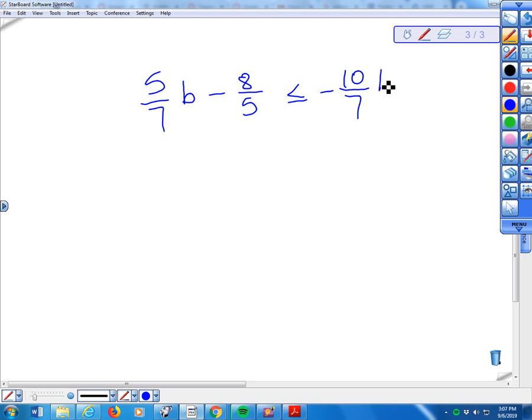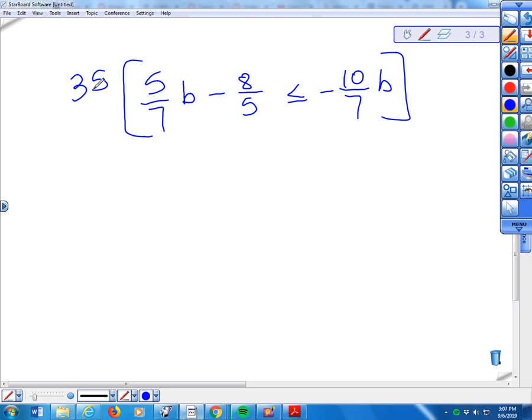10 sevenths b. Okay, just like equations, the first thing I would probably do on this problem is get rid of my denominator. I'm multiplying everything by what? 35. Does everybody see the common denominator here is 35? So I'm going to multiply everything by 35. Would you make them all 35 first? No. This is a faster way.